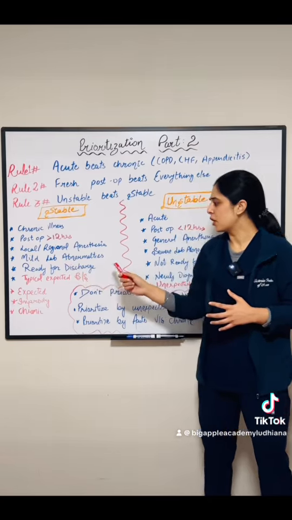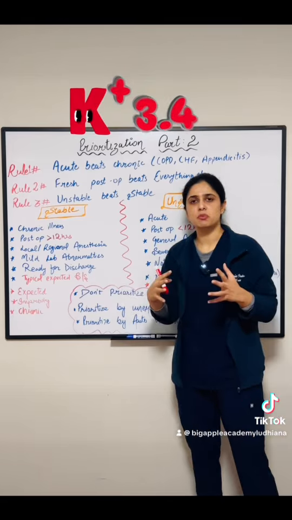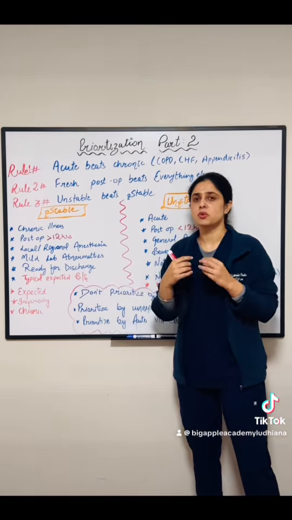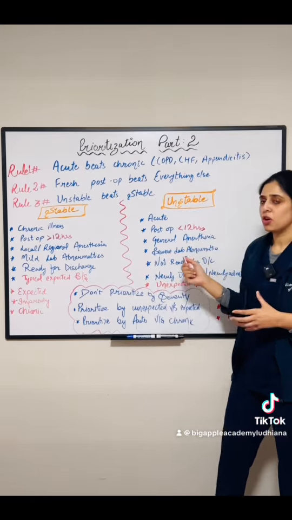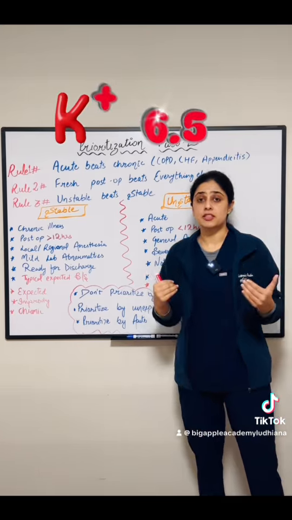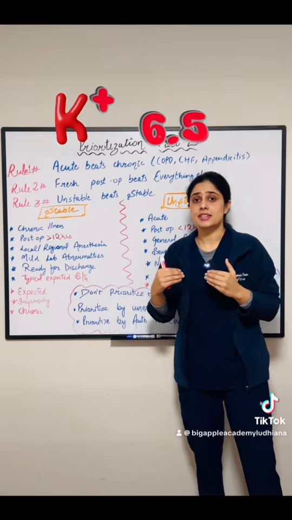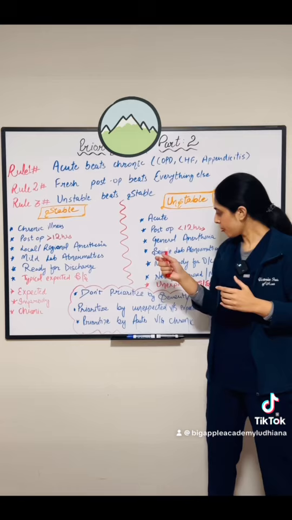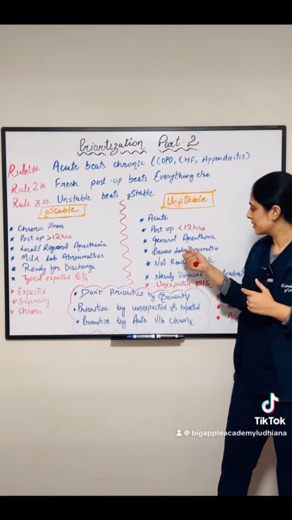Then mild lab abnormality. For example, you have a client with potassium 3.4 with no signs and symptoms, no ECG changes, and severe lab abnormality. For example, your client is having potassium 6.5 and client has ECG changes, peaked T. Then you need to see this client first.